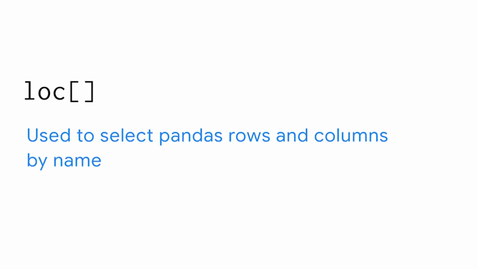Loc is similar to iloc, but instead of selecting by index location, loc is used to select Pandas rows and columns by name. Let's investigate loc with the Titanic data frame. In this example, I'm selecting rows 1, 2, and 3 at just the name column. Note that in this example, we're referring to the rows with numbers, even though we're using loc to select. This is because our rows are indexed by number. If we had a named index, however, we'd have to use row names, like what we're doing for columns.